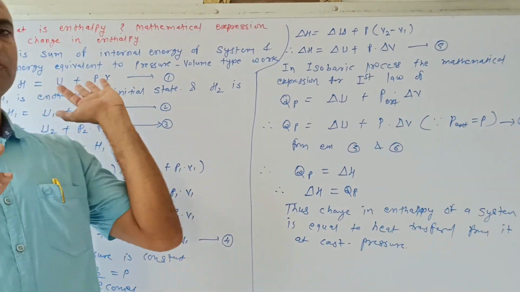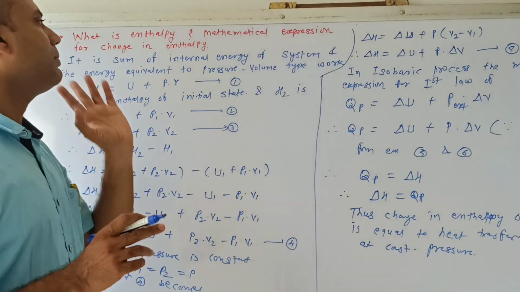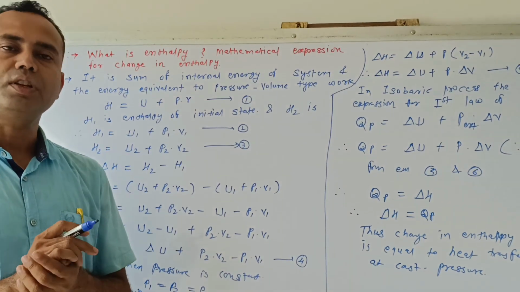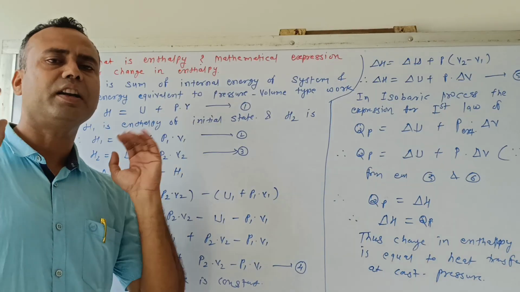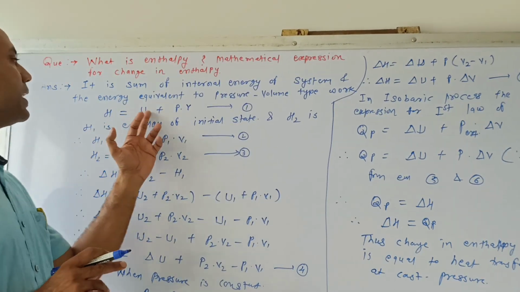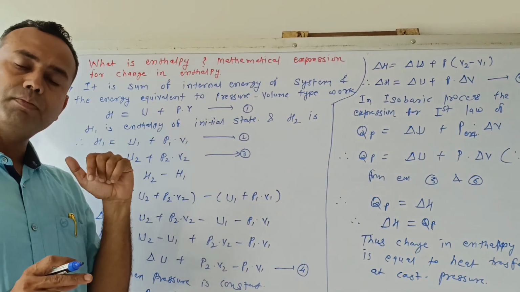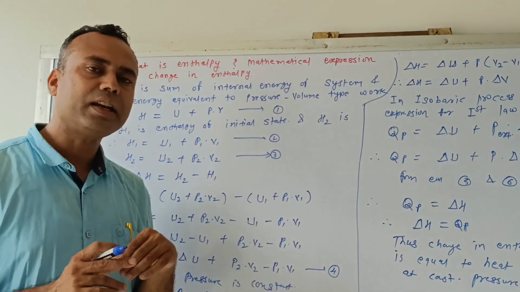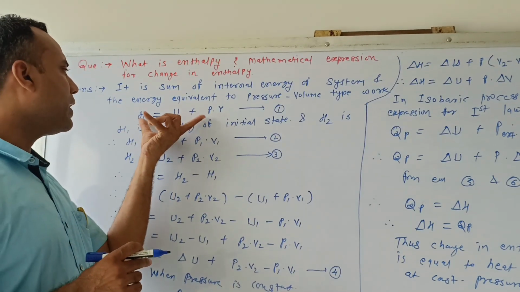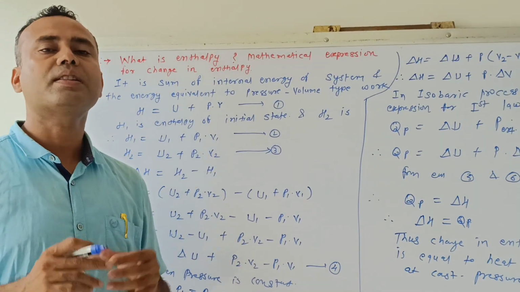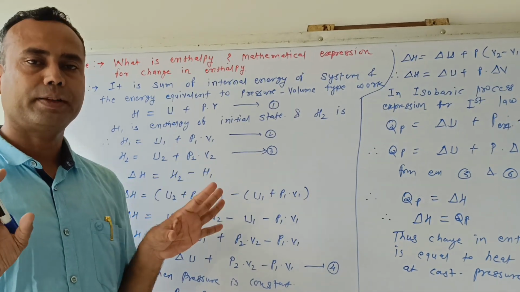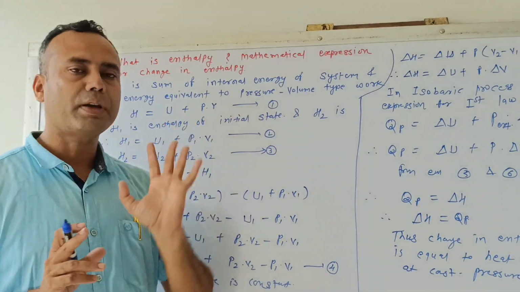हम लोगों को क्वेश्चन पूछा जाता है 2 मार्क्स के लिए और 3 मार्क्स के लिए. What is enthalpy? Derive the mathematical expression for change in enthalpy. So enthalpy का अगर डेफिनेशन देना है तो हमको फॉर्मूला याद करना होगा H is equal to U plus PV. H means enthalpy, U means internal energy, PV means pressure volume type of work. From this formula we can define enthalpy is the sum of internal energy and pressure volume type work. ओके, ये हो गया इक्वेशन नंबर 1.